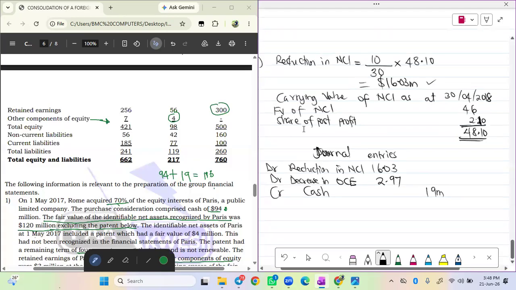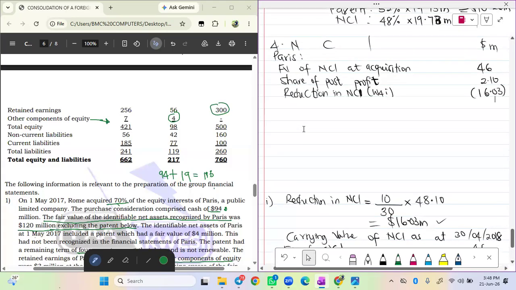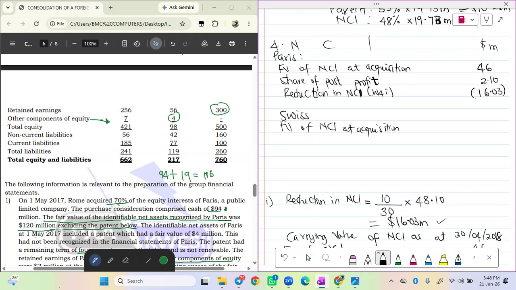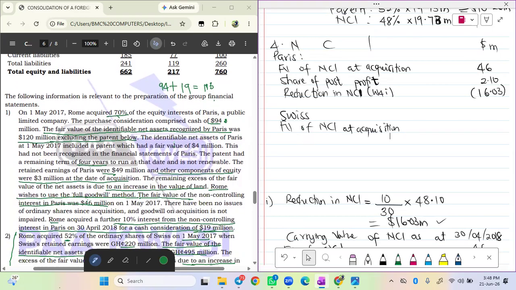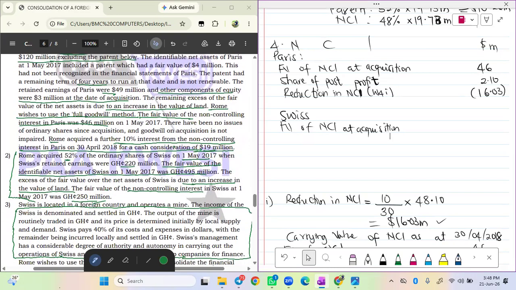Okay, so now let's come to this. This is the NCI for Paris. So now let's determine the NCI for Suez. What was the fair value of NCI at acquisition? Now that one was given in cedis, so we have to retranslate to dollars because we want the NCI in dollars. The NCI for Rome, additional information 2, was 250 million cedis, right? So we retranslate. We want the NCI at reporting, so we retranslate using the closing rate.